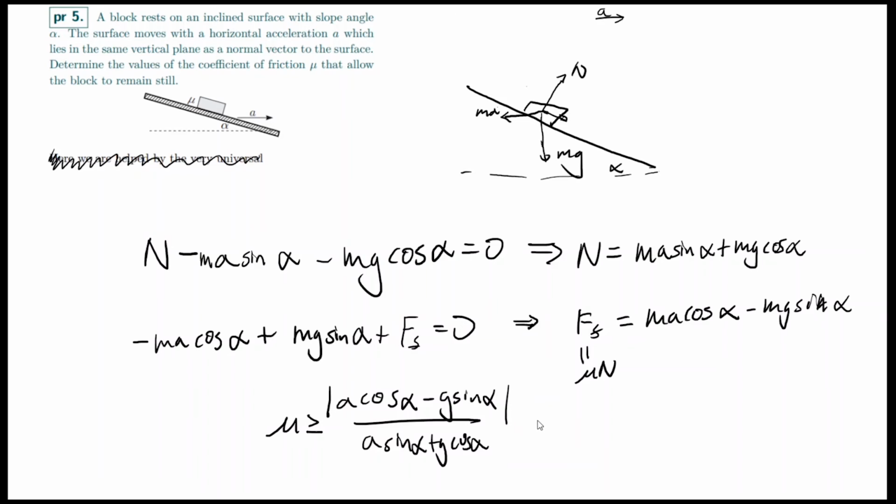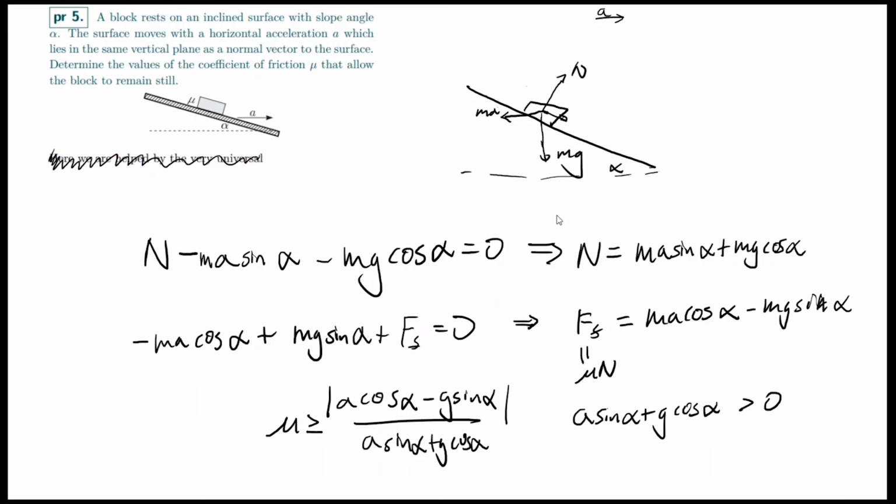And we also probably want to add a condition that this is only possible when this is greater than 0, because otherwise, if this is less than 0, that means that the plane is being pulled out too fast and there's no normal force, and then it obviously can't be in contact. So we also require that this denominator, a sine alpha plus g cosine alpha, is greater than 0. And this is kind of evident because if you get to 0, this value becomes undefined.